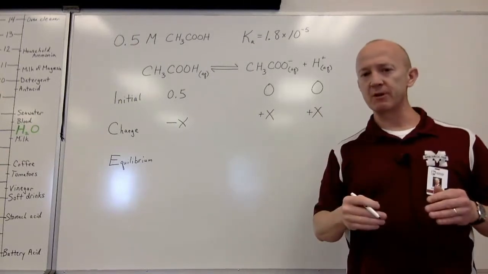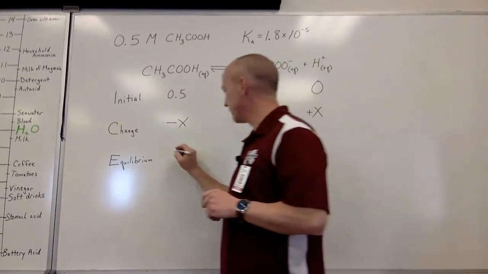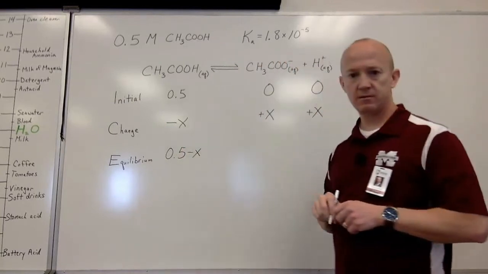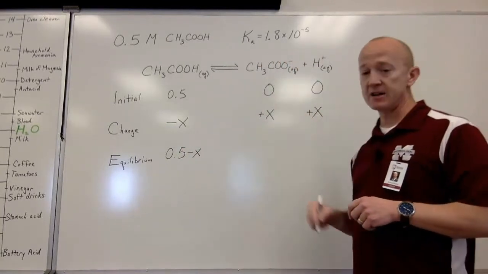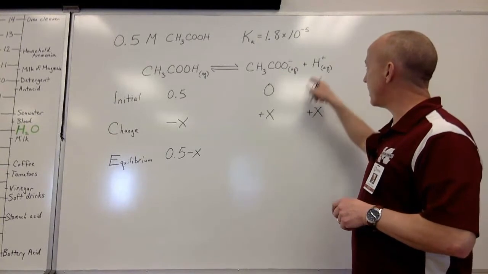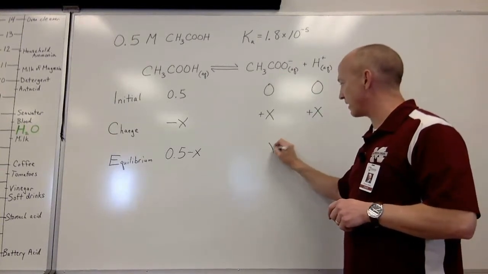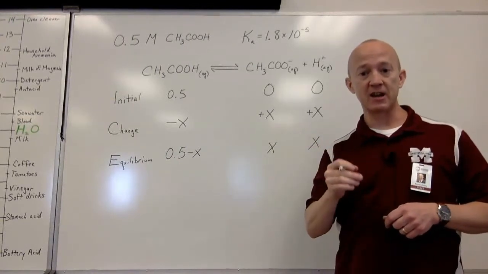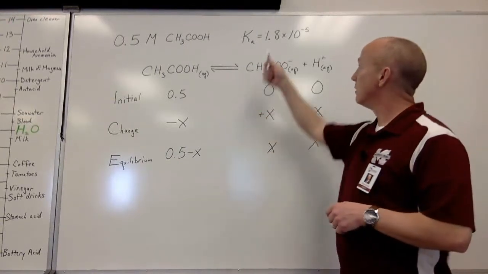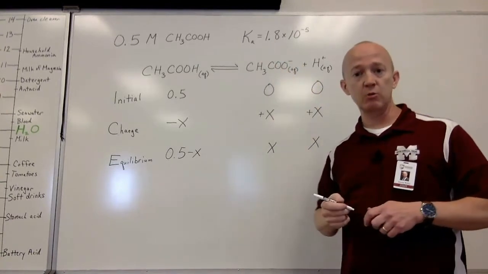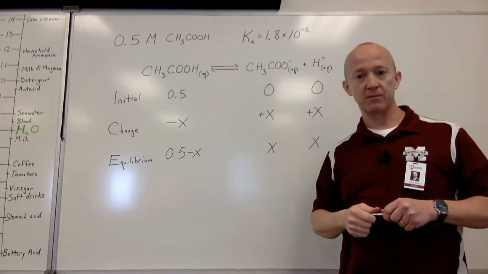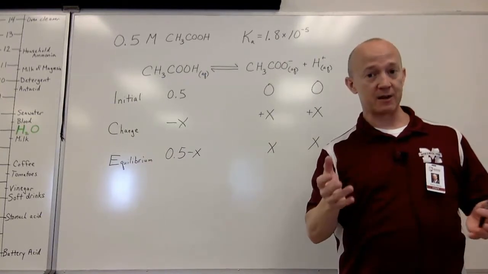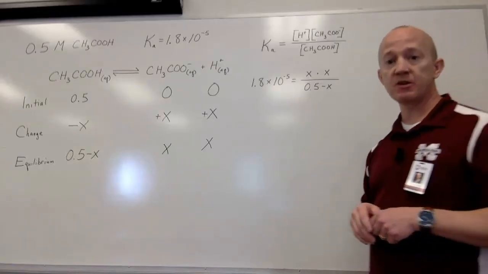So my equilibrium concentration is going to be 0.5 minus X for my acetic acid, and my acetate ion and hydrogen ion is going to be X and X. And now I can set up my Ka expression based on my given value of 1.8 times 10 to the negative fifth. That will give me my hydrogen ion concentration. And then I can find my pH.